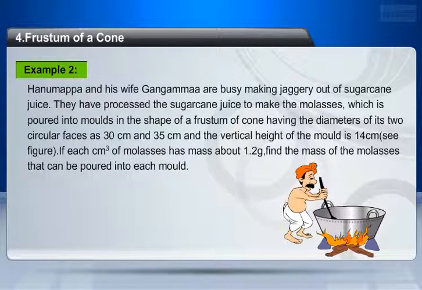Example 2. Hanumapur and his wife Gangamma are busy making jaggery out of sugarcane juice. They have processed the sugarcane juice to make the molasses, which is poured into molds in the shape of a frustum of cone, having the diameters of its two circular faces as 30 centimeters and 35 centimeters, and the vertical height of the mold is 14 centimeters. See figure. If each centimeter cube of molasses has mass about 1.2 grams, find the mass of the molasses that can be poured into each mold.